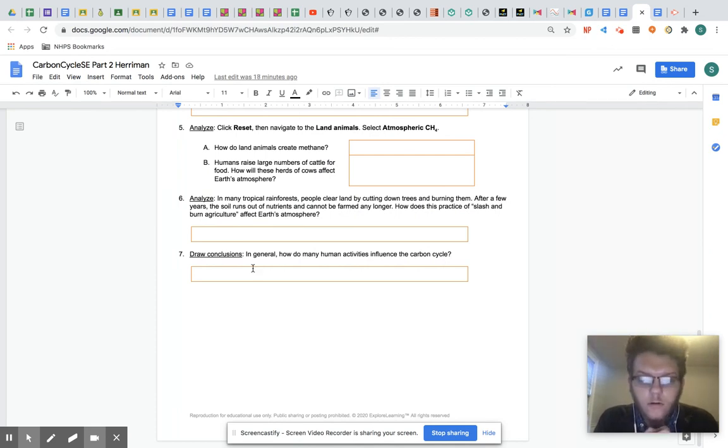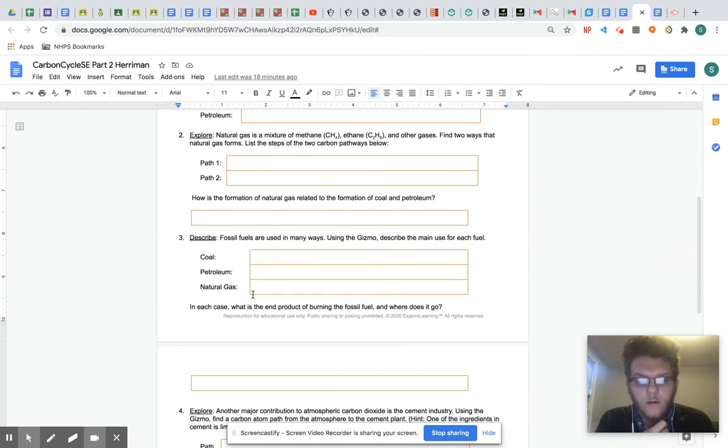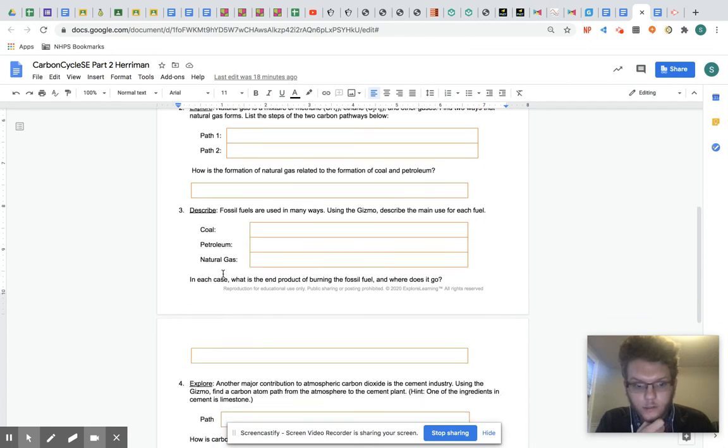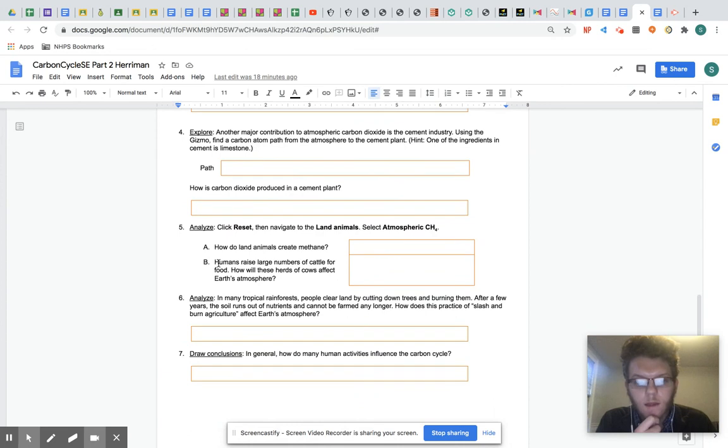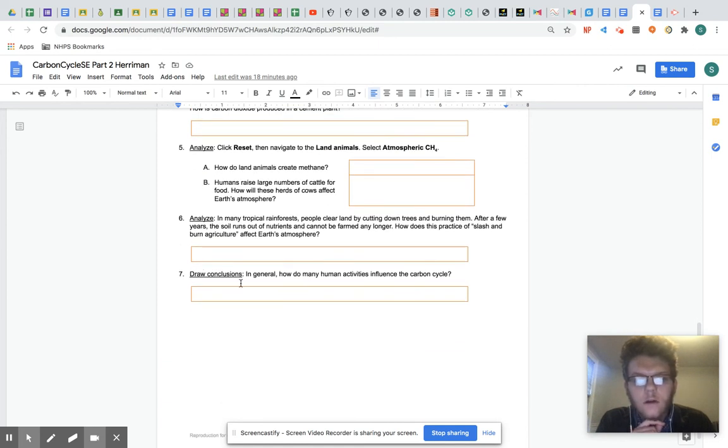Overall, in general, across fossil fuels of coal, petroleum, and natural gas, cement, human livestock, and slash and burn agriculture, what effect do human activities have on the carbon cycle? How do we affect the carbon cycle?